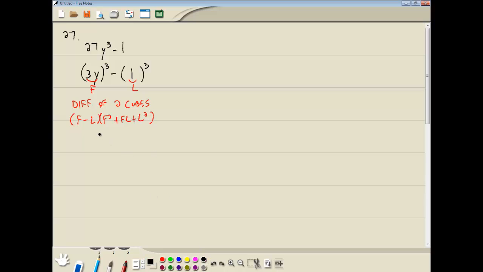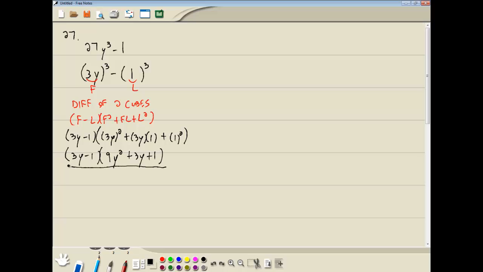So everywhere there's an F, I'll plug in 3y, and everywhere there's an L, we'll plug in 1. So we got 3y minus 1, 3y squared plus 3y times 1 plus 1 squared. So we'll have 3y minus 1. 3y times 3y gives us 9y squared. 3y times 1 is 3y, and 1 squared is 1. And that would be our answer.